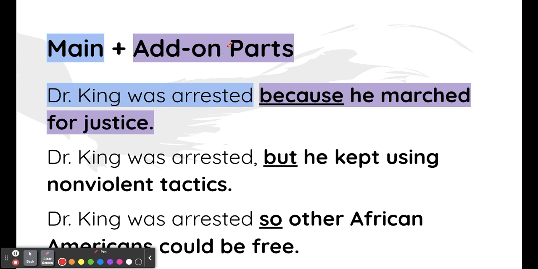So we're going to add on using but, because, and so. Dr. King was arrested because he marched for justice. Dr. King was arrested, but he kept using nonviolence. And Dr. King was arrested so other African Americans could be free. We're using these conjunctions, because, but, and so, to add on to the main part of our sentence.